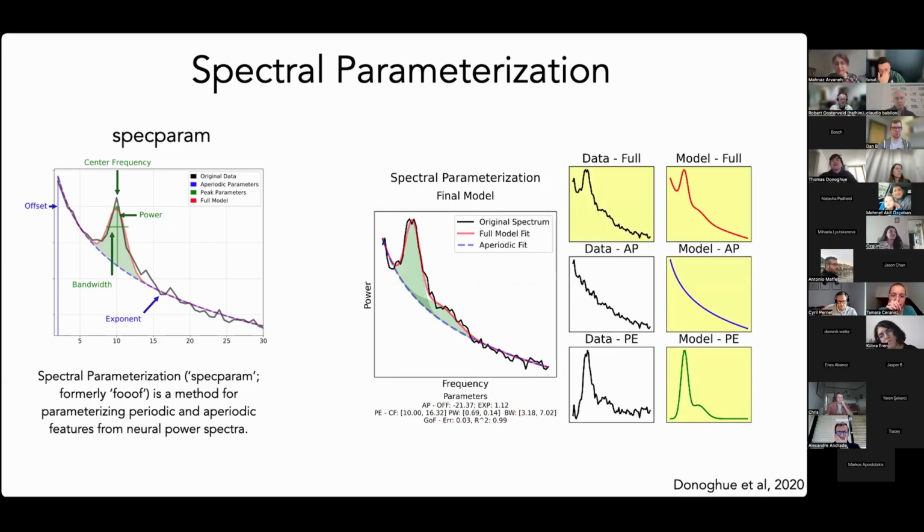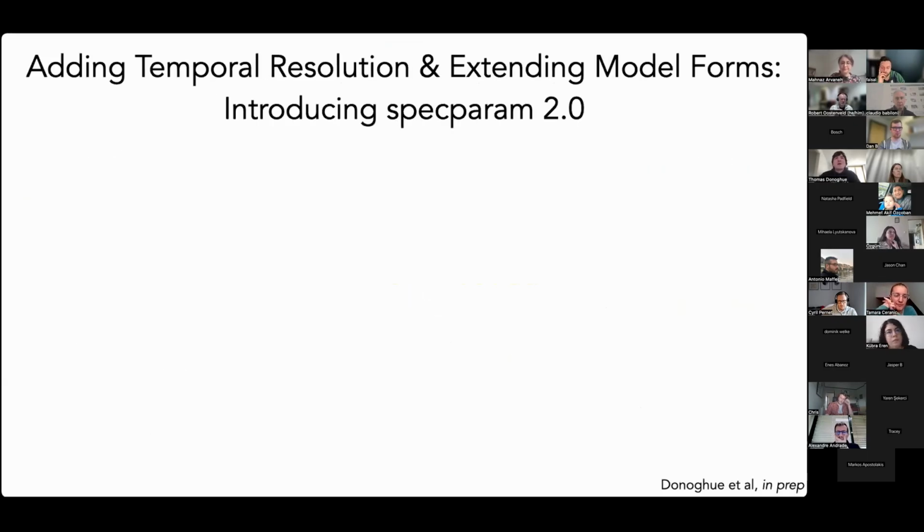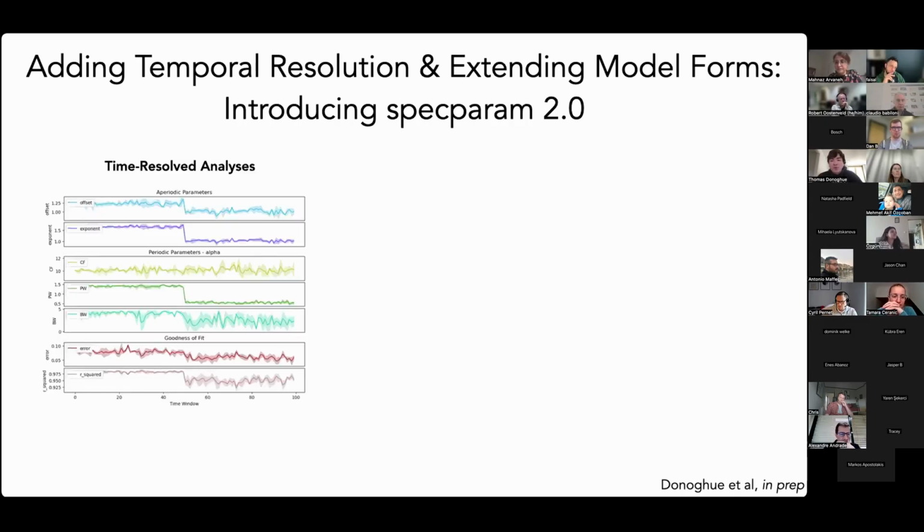And in thinking about where this is going in this spectral parameterization world, I want to briefly introduce the next big version, which we're about to properly release, so publicly release, which adds a lot of features to this approach in the spectral domain. And a couple key components is that we're building in native support for time-resolved estimation.